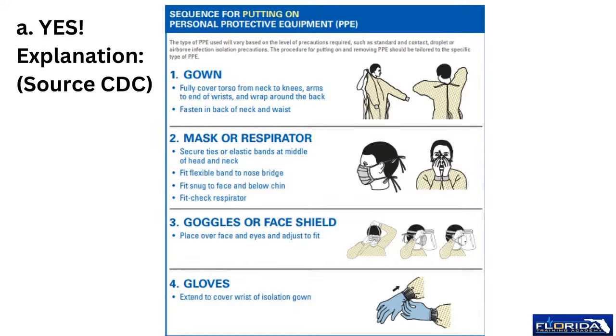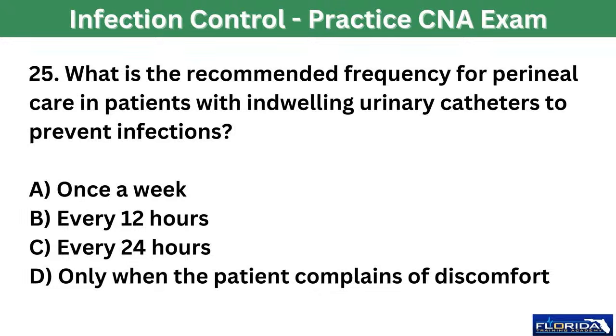And I have an image here from the CDC. And so you're supposed to put the gown on first, followed by the mask if one is required, then the goggles or the face shield, and the last thing you put on will be the gloves. And so if you have any questions about how to put on PPE or how to take it off, a quick Google search, CDC PPE. If you search for that, you'll find both of the infographics and you'll know how to put on and how to take off your personal protective equipment.